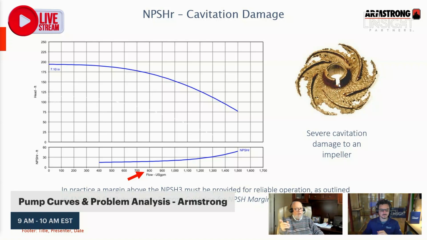And all they did was they just kept buying new impellers. They didn't understand what they were doing. Well, it's good if you're in the impeller replacement business, I guess.